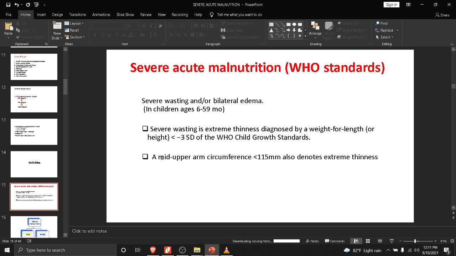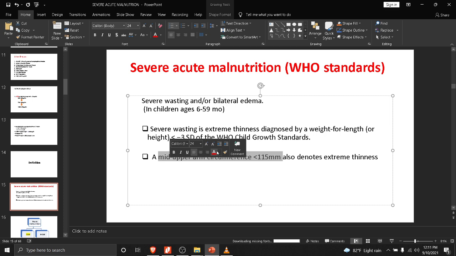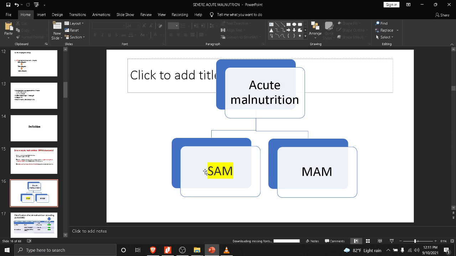Severe wasting can also be identified by mid-upper arm circumference, which is less than 115 millimeters, also taken as extreme thinness. So these were the two diagnoses. As we know, acute malnutrition is divided into SAM and MAM. Today I am explaining about the SAM.